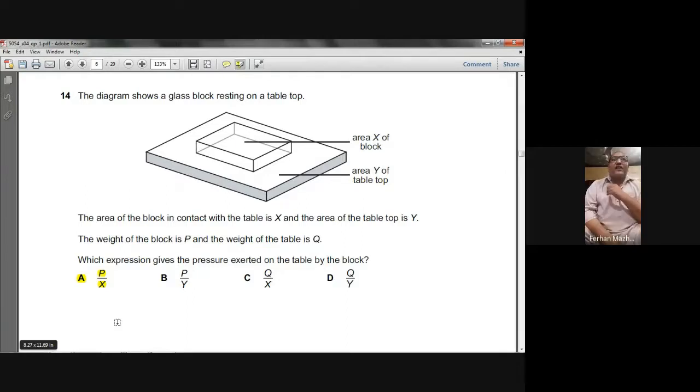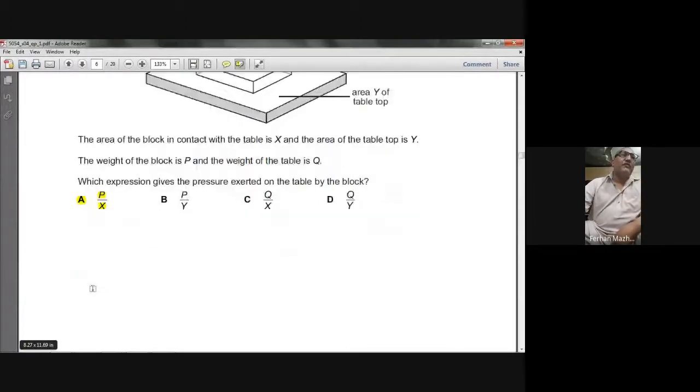We want to find out the pressure of the block on the table. So that will be the weight of the block divided by the area of the block in contact with the table. The weight of the block is P, and the area of the block in contact with the table is X. Okay, sir, समझ आ गया. Okay. So we are moving to the next question.